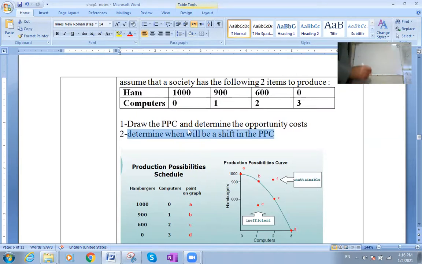Here we have the ham and the computers, so we will draw. We can say here 100, 200, 300, 400, 500, 600, 700, 800, 900, and here is 1,000. This is the ham, and those are the computers. So he's saying at the limit of the hams, 1,000, the computers are zero. So the point is 1,000 for the ham and zero for the computers. Anyway, the computers are 1, 2, 3, 4, 5, 6. And watch out when you are working.